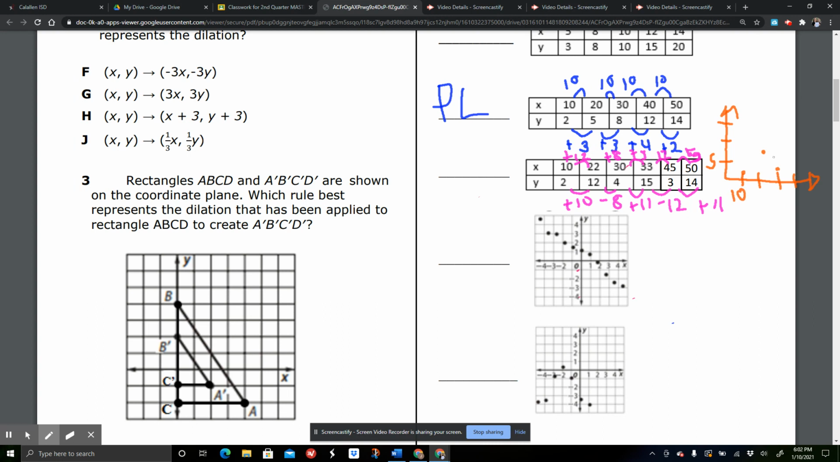So this is a dot, and this would be a dot, and this would be a dot. The next one is 33 and 15. So that's going to be like there. You have 45 and 3. So like right there, and then 50 and 14. So as you see, you have dots spread out with no trend. So this is non-linear.